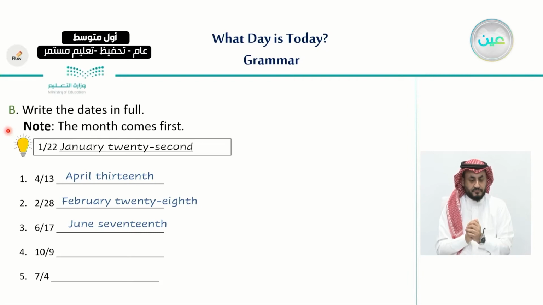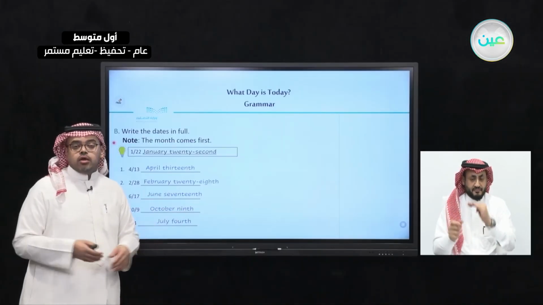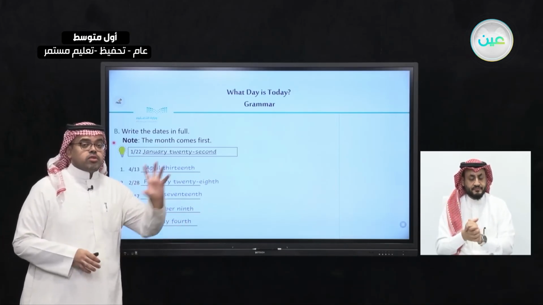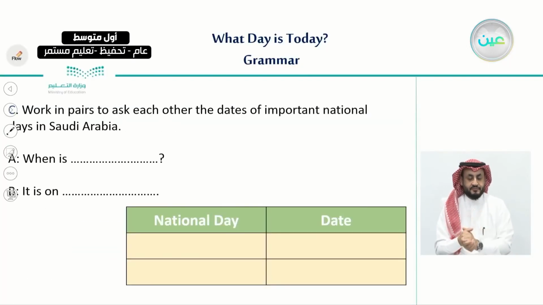And number 4, here we have 10 and 9. So what is the 10th month of the year? October 9th. And number 5, what is 7 and 4? What is the 7th month of the year? Which is July. July 4th. So this is how we can talk about months and days. It's very important that we start with the month and then we use the day.